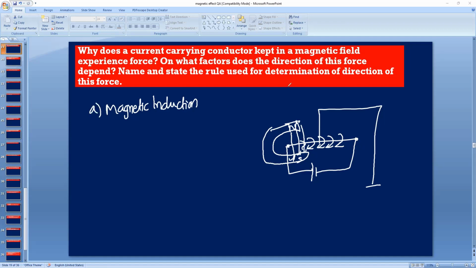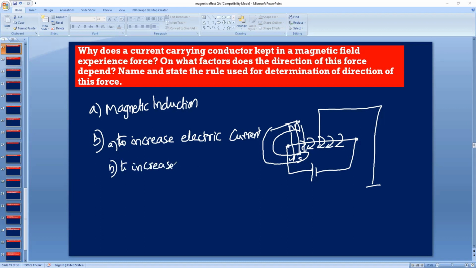On what factors does the direction of the force depend? The first one, to increase the electric current. The second, to increase the magnetic field. These two are the factors for experiencing a force over here.